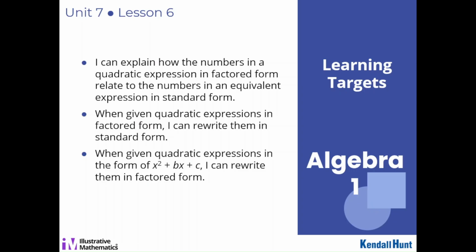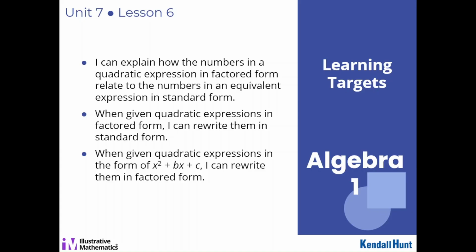Learning target number 2 says that when given a quadratic expression in factored form, you can rewrite them in standard form. We know that we can do this using the distributive property, or FOIL, and you can use the area diagram in order to do this. Both will give you the same answer, so whichever one makes more sense to you, use that method.